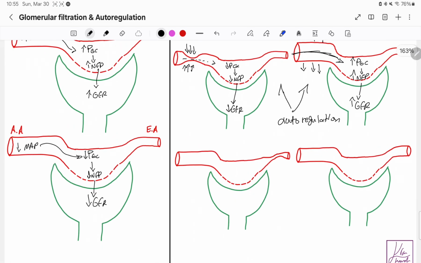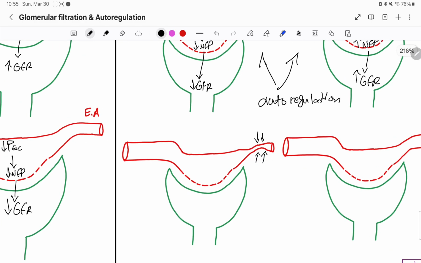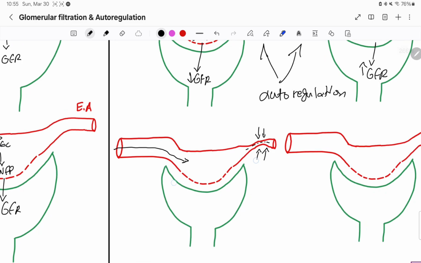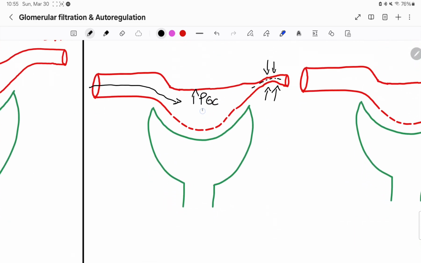Next thing is, what if I were to vasoconstrict or vasodilate the efferent arteriole? So right here, I am taking the efferent arteriole and I'm vasoconstricting it, meaning I have normal blood flow coming in, but I have little blood flow going out. And if I have less blood flow going out, that means more blood is going to accumulate in this glomerular space. And if more blood is accumulating here, what is that doing? That is increasing the PGC, which will then increase NFP, which will then increase the glomerular filtration rate.